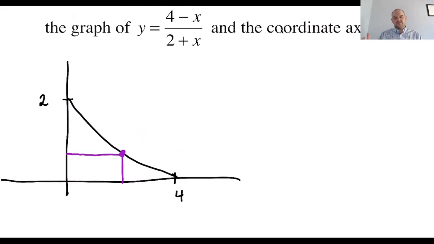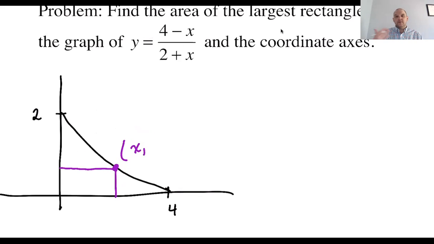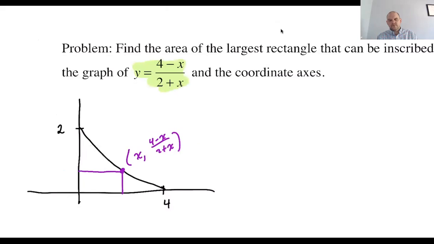So what did we do last time that we had something like this? Last time we focused in on this point and we said that it could be written as x comma y, but then y is given, right? Y is this. So let's do x comma (4 minus x) over (2 plus x). That's our ordered pair. All right, so what is the area of this thing?